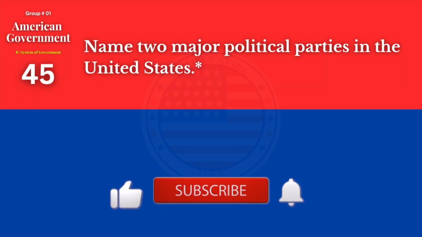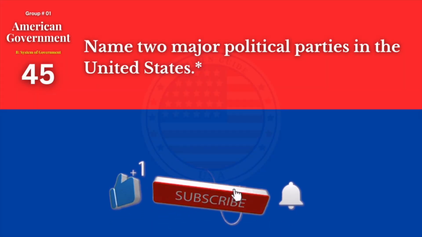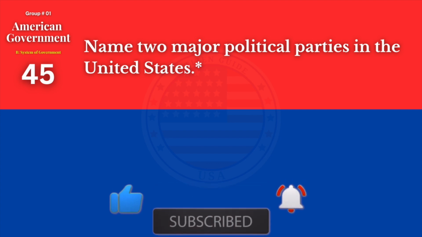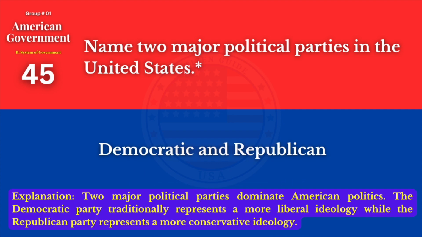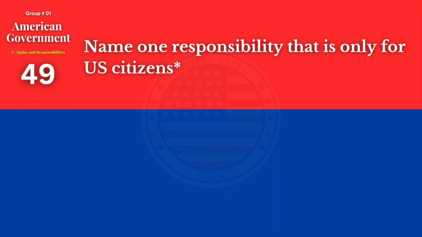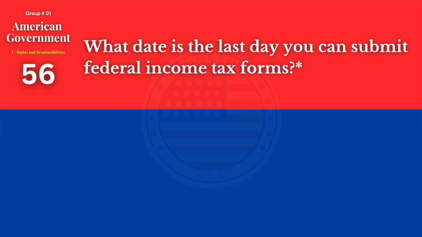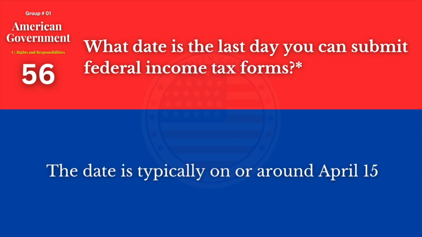Name 2 major political parties in the United States. Democratic and Republican. Name 1 responsibility that is only for U.S. citizens. Serve on a jury. What date is the last day you can submit federal income tax forms? The date is typically on or around April 15th.